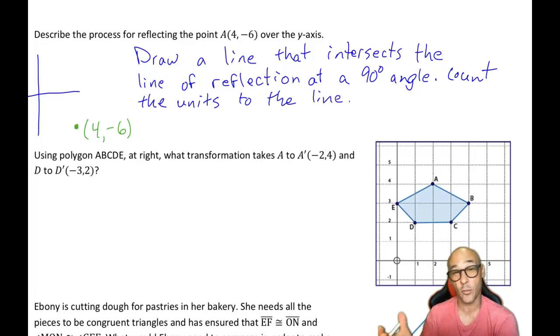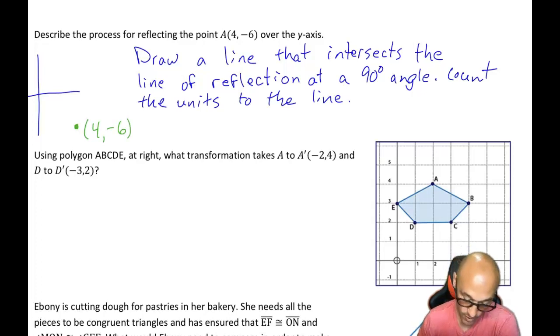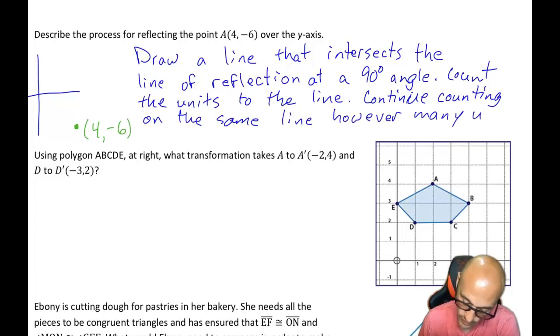Sometimes you have to do a measurement there. You can't just count because it's at an angle. I will count diagonal units though, like I did earlier, and that actually works too. And then continue counting on the same line, however many units it took to get to the line.